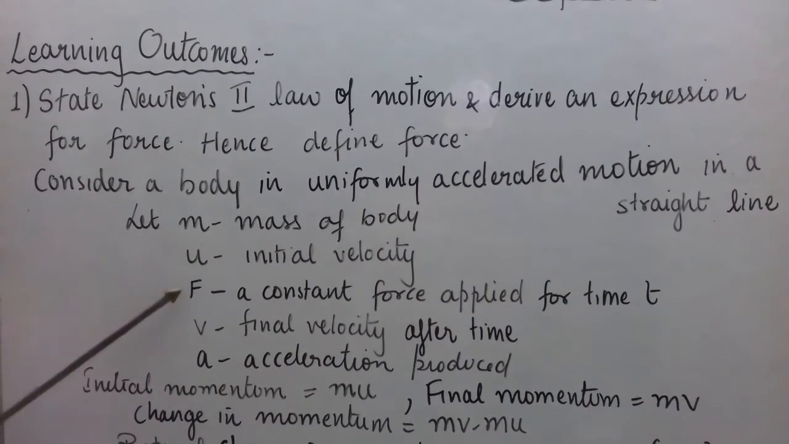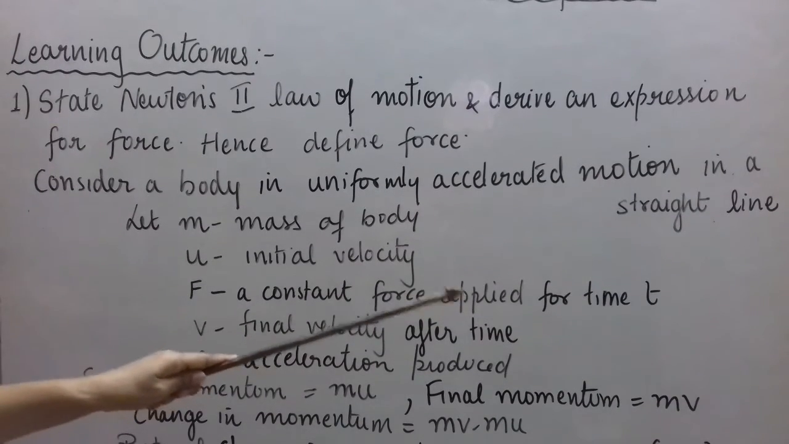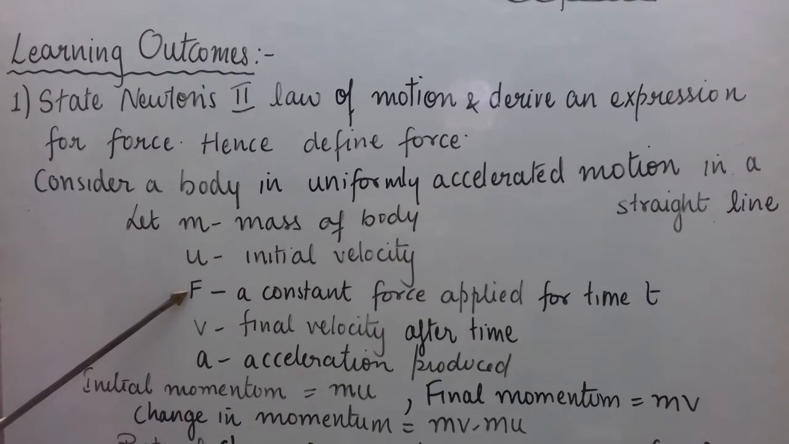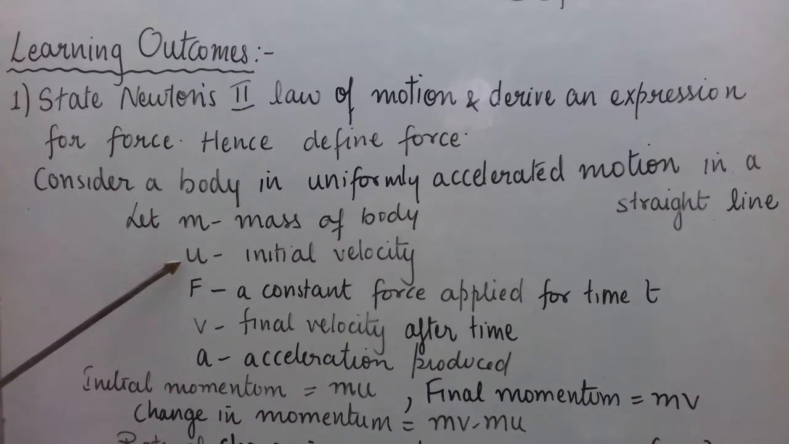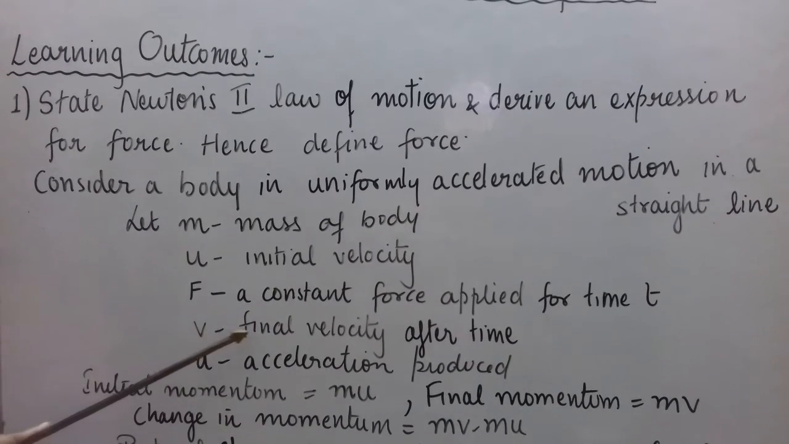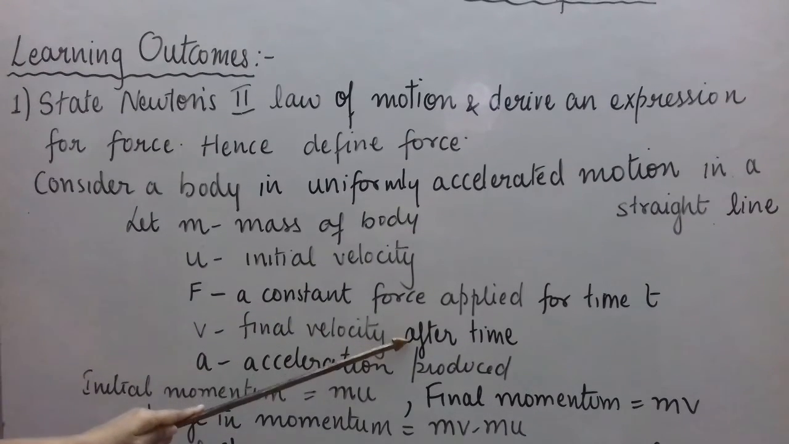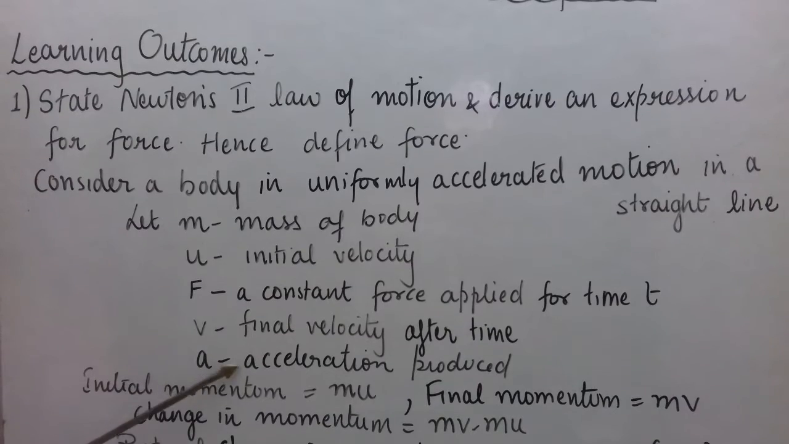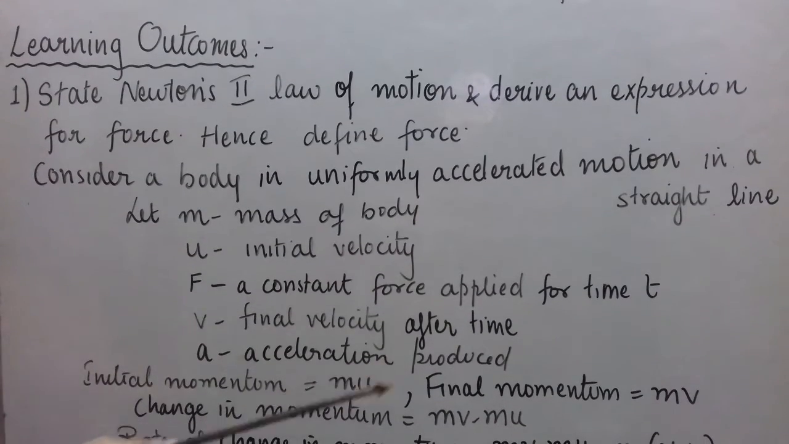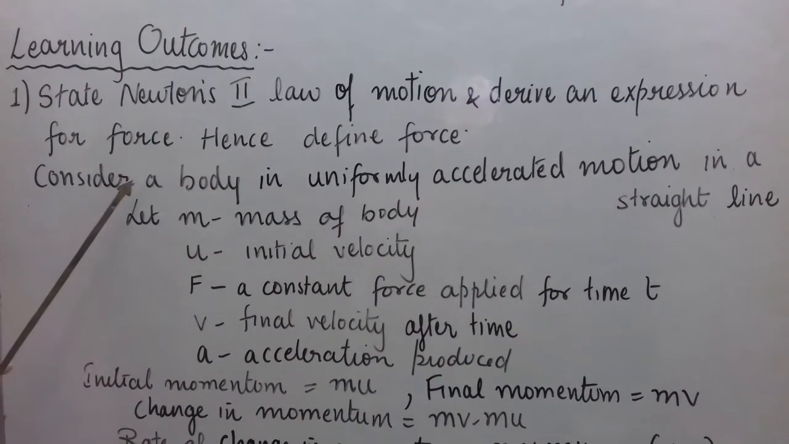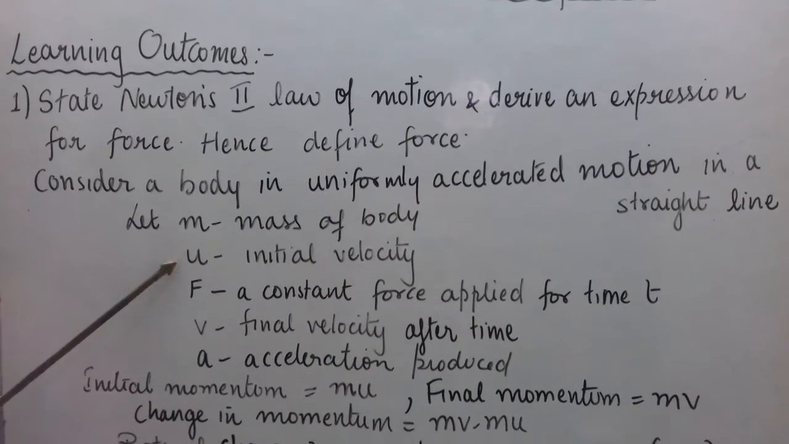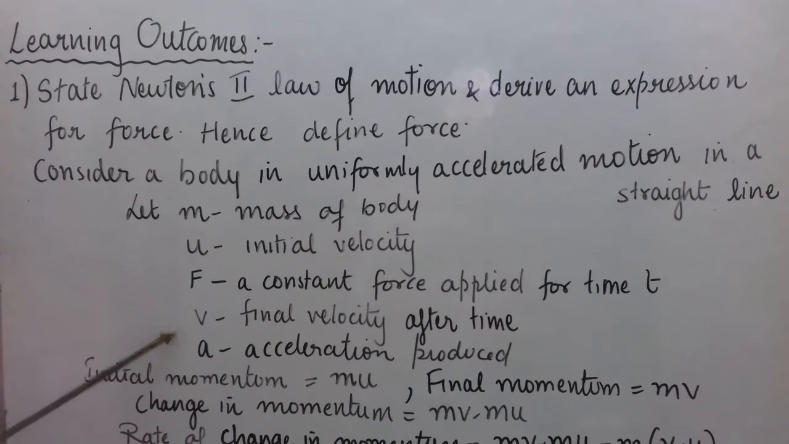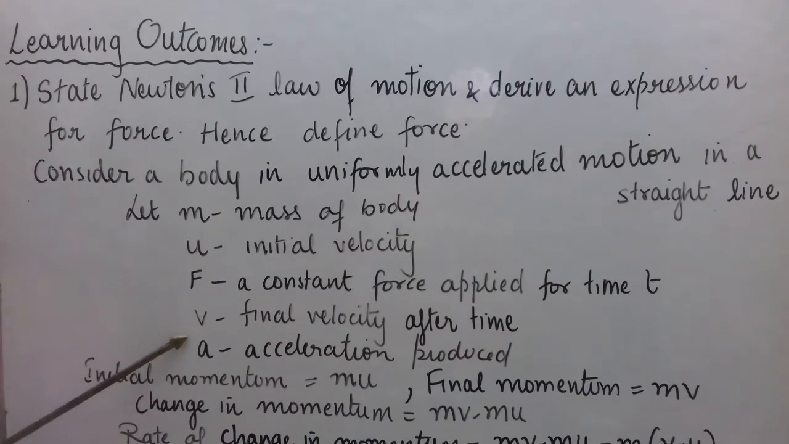Then let a constant force F be applied on it for some time t. When the force is applied for some time t, then obviously the velocity will change. So let us say v is the final velocity after time t and a is the acceleration produced. You have to mention that it is a case of uniformly accelerated motion and you should introduce these terms before we start with the mathematical part of the derivation.